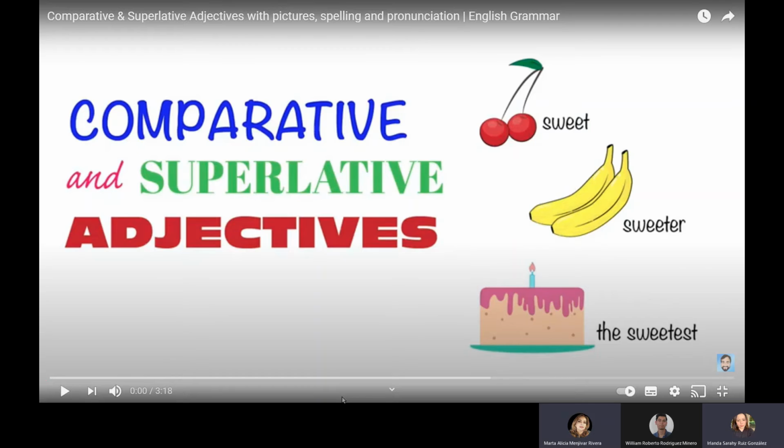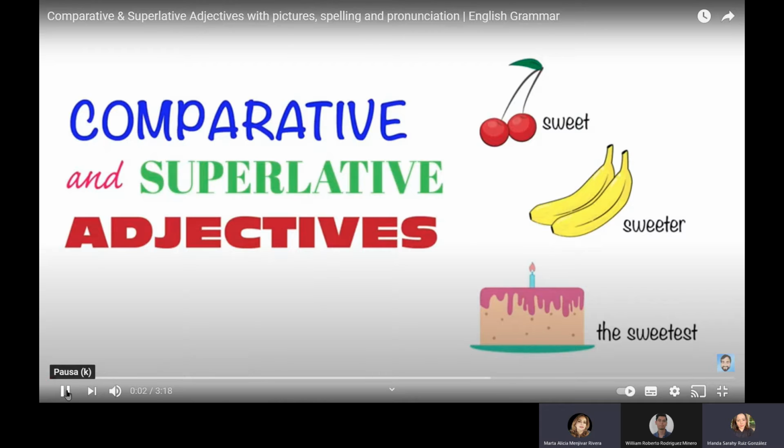Okay, perfect. I'm going to let you watch a video, and this video will show some illustrative examples. Let's check the video. This is a short video about comparative and superlative adjectives. We have an example here, which is about sweet, sweeter, and sweetest. Okay, let's start with the video.